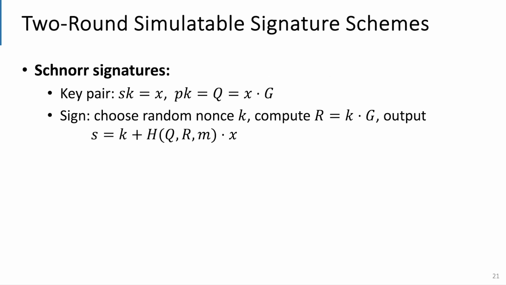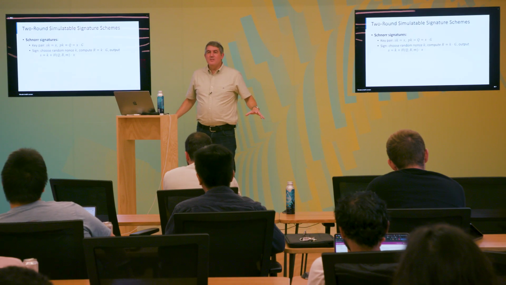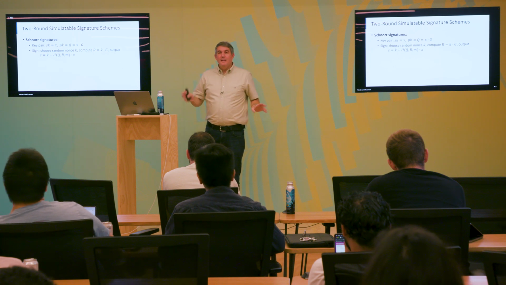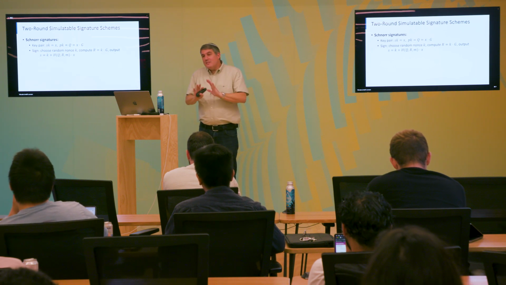We have a public key Q, which is X times G. You choose a random nonce K. I know that K and X reverse here, but everybody gets mad at me for doing this. But my belief about notations is as follows. If someone's using notations which I really can't stand and I think are really horrible, then I'll change them. But if everybody's used to certain notations, I don't like to change it.